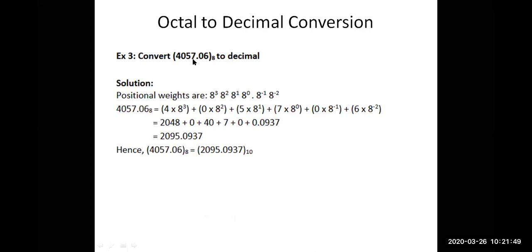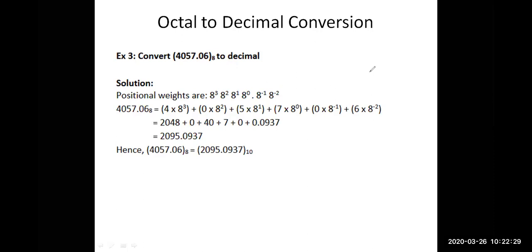So when we convert only an integer value, we have powers of 8 in positive. When we have a fractional number, we have negative powers. Suppose I have this fractional part here, 0 and 6. For that we should use these two positional weights: one is 8 raised to minus 1, and the other is 8 raised to minus 2. The rest is the same: multiplication of these digits by the positional weights.